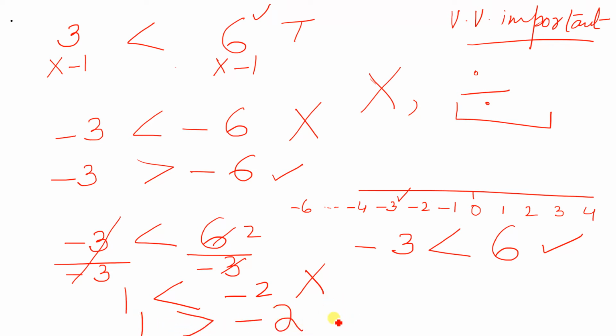This is the very important point. When you multiply or divide the inequality with a negative number, you have to switch the sign. If it is greater than, make it lesser than. This is the logic, right? So you should know why we switch the sign, otherwise it will be false.